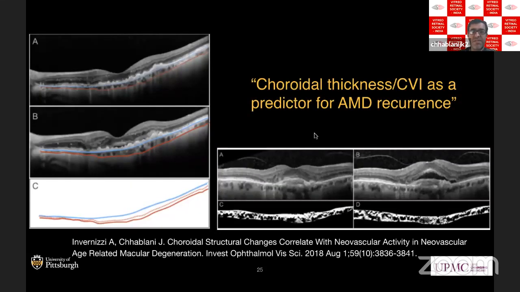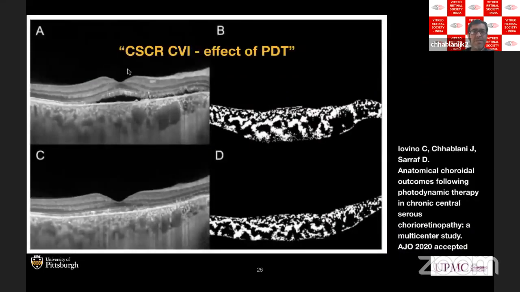And this is something very interesting, where I worked with my collaborators in Milan, where we looked at patients with wet AMD, and we found that the CVI could be a predictor for AMD recurrence, because we found that CVI increased when the fluid was about to come back. So if you are following up your patients of AMD closely by using CVI, you may be able to predict the AMD recurrence before you can see obvious fluid on the cross-sectional structural OCT.